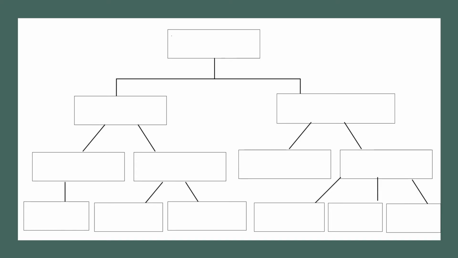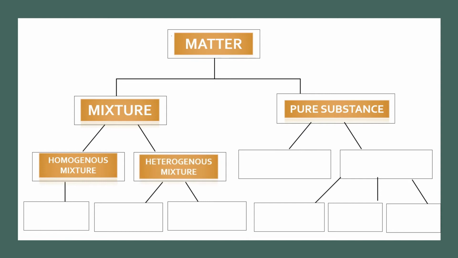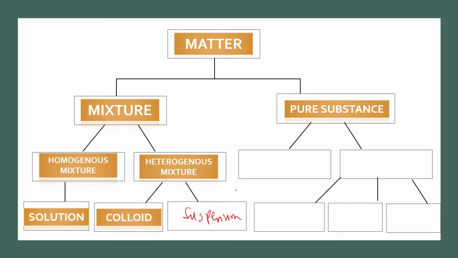Okay, so now, again, on top of our diagram we have matter, wherein matter is anything that occupies space and has mass. It can be solid, liquid, or gas, and it can also be non-living or living things. Matter is divided into two: mixture and pure substance. And mixture is divided into two: homogeneous mixture and heterogeneous mixture. Now, let's determine the examples: the homogeneous mixture, which is the solution, as well as the heterogeneous, which are colloid and lastly, the suspension.